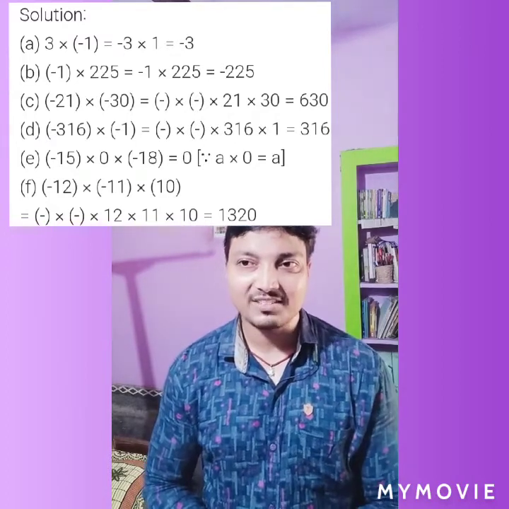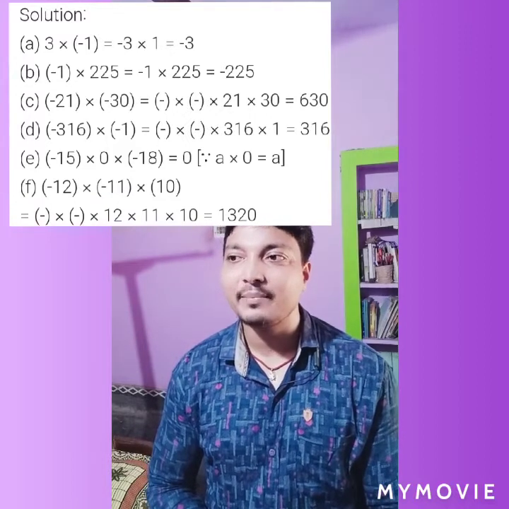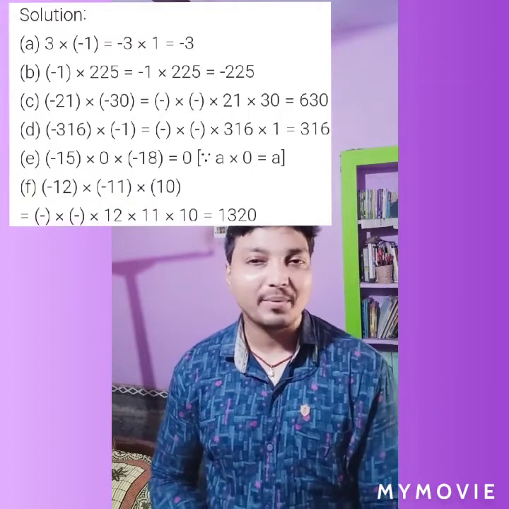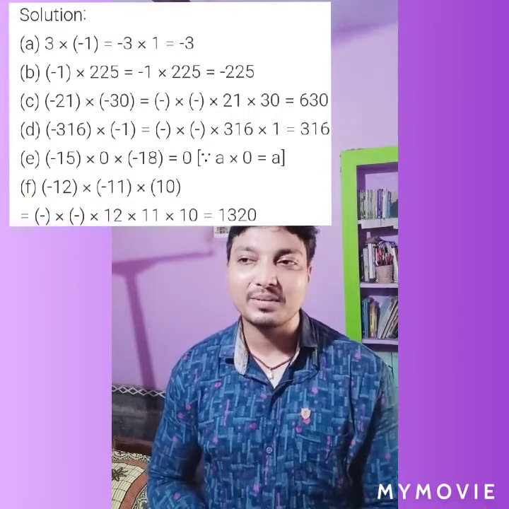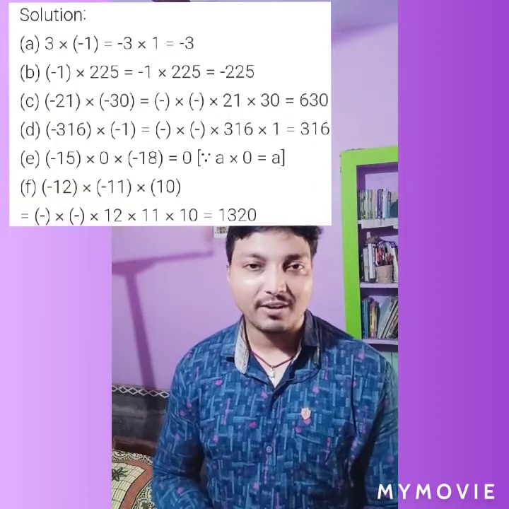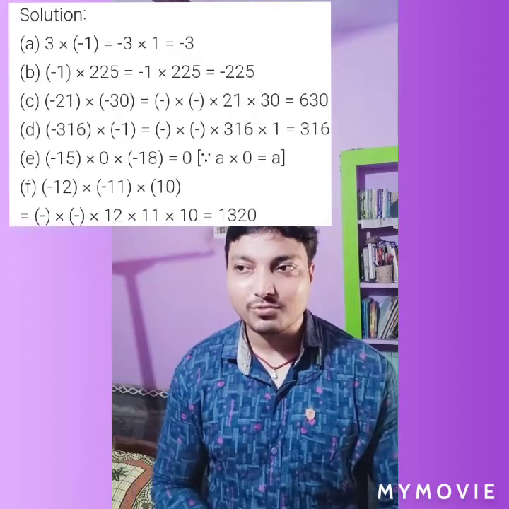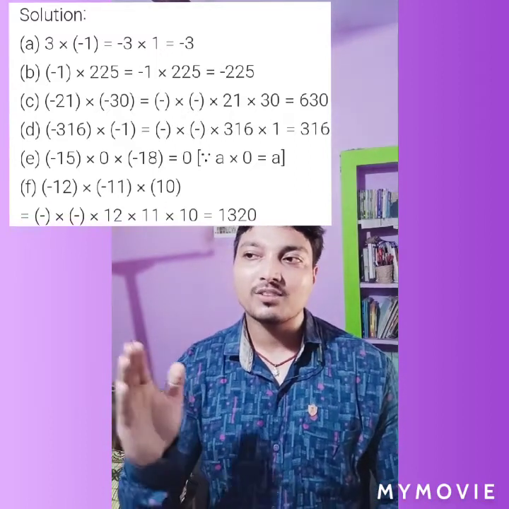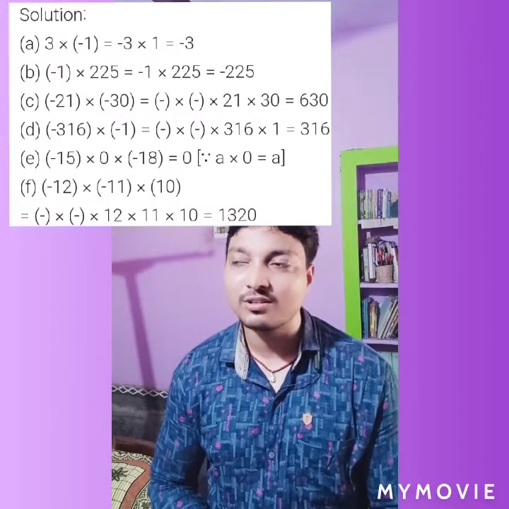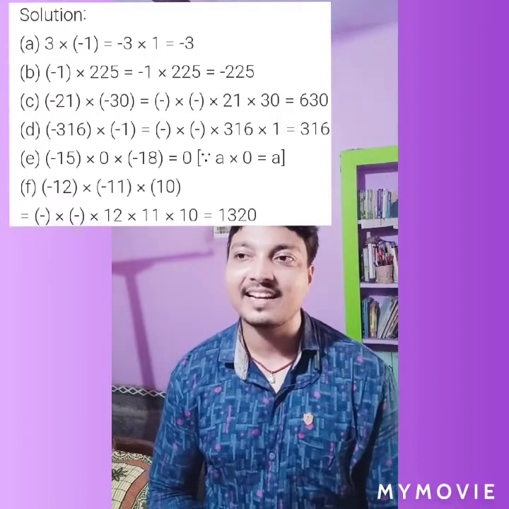Then the next question, number F, is minus 12 into minus 11 into 10. Here also you can use the associative property. First, the two integers you can multiply, whose product is 132. Since minus times minus is plus, it is plus 132, and when plus 132 is multiplied with 10, the product will be 1320. Otherwise, there is another shortcut trick here.